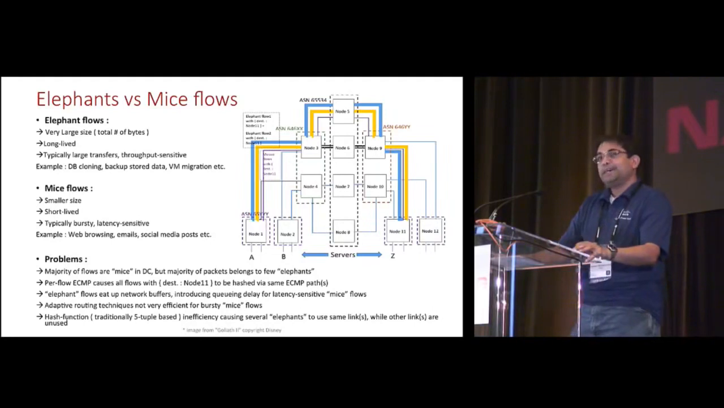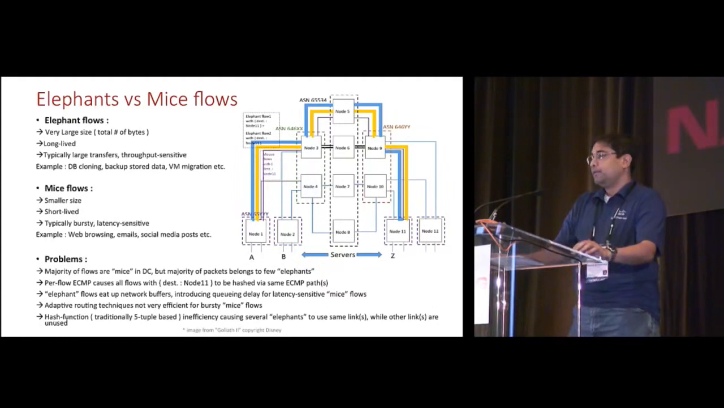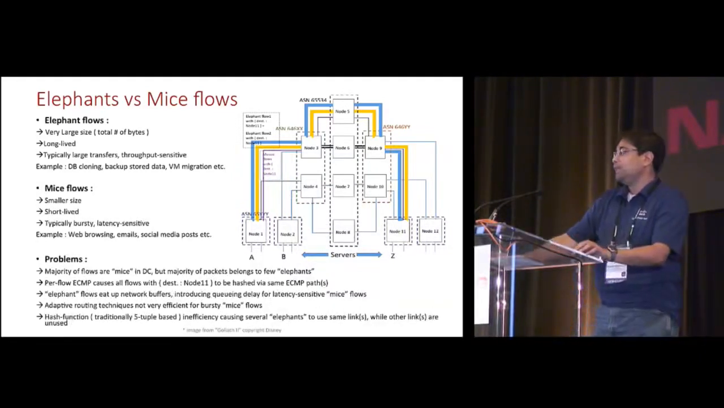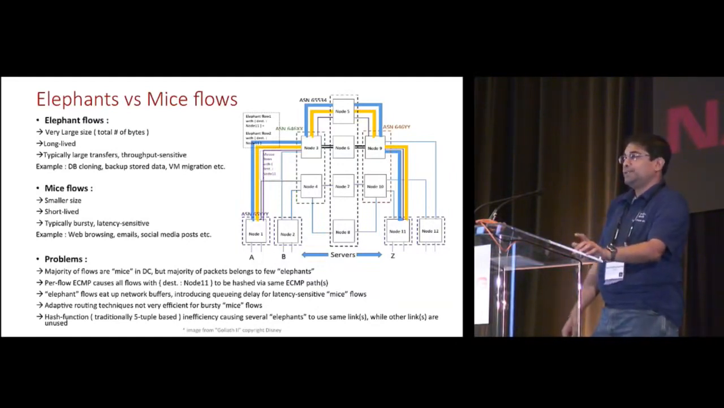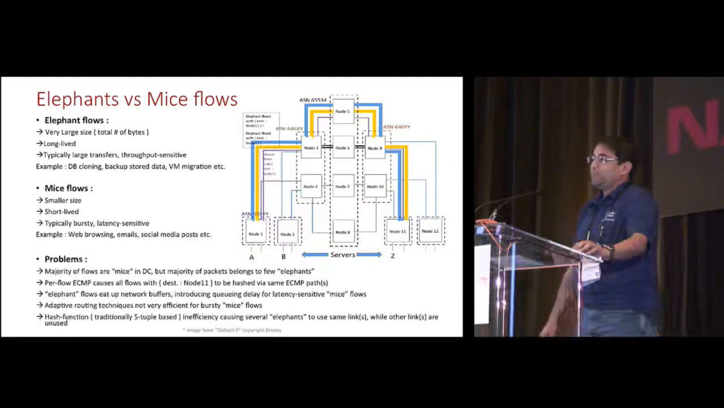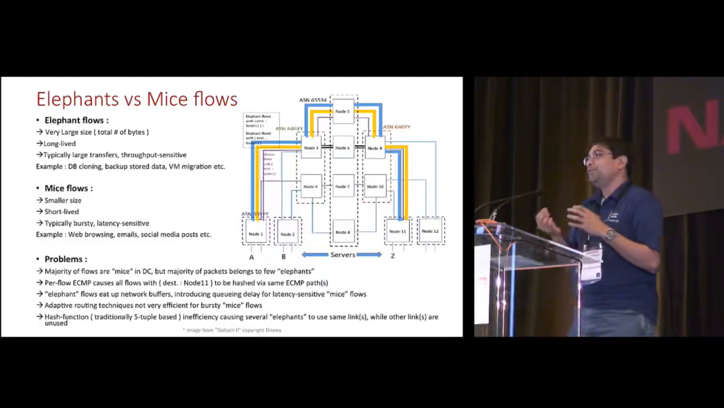Whereas mice are much smaller, short-lived, and typically bursty, and of course they are latency sensitive rather than throughput sensitive. This is like your regular web browsing, emails, social media posts, and so forth. Now, in the data center, most of the flows are mice, of course, but the majority of the bytes or packets belong to the very few elephants.